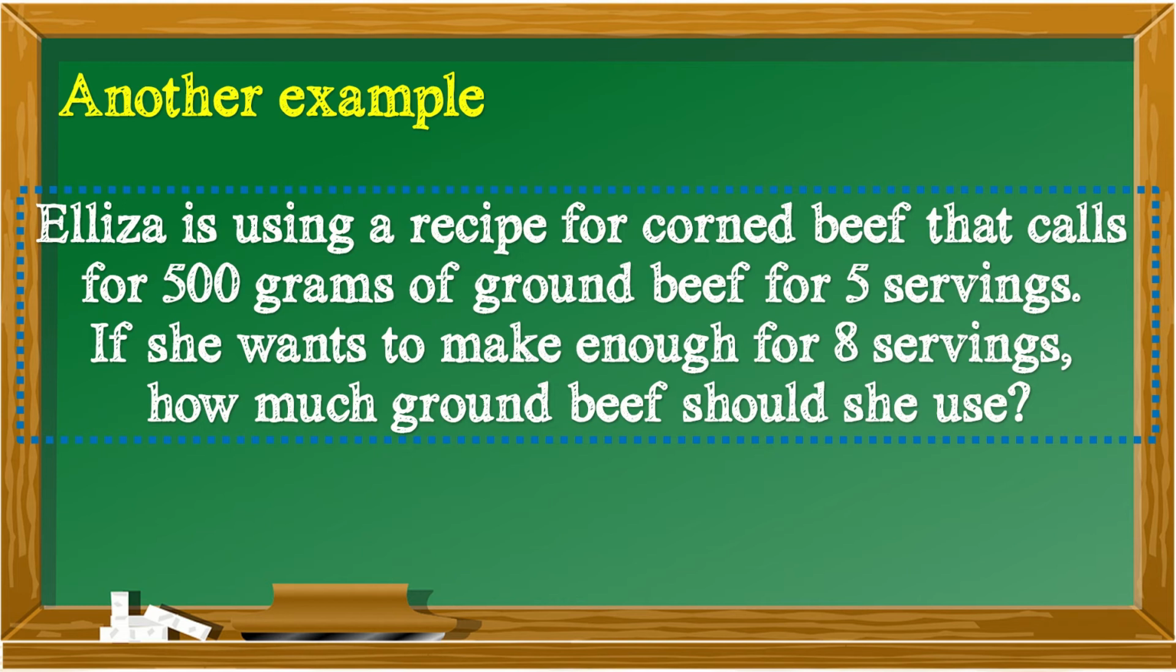Another example. Eliza is using a recipe for corned beef that calls for 500 grams of ground beef for 5 servings. If she wants to make enough for 8 servings, how much ground beef should she use? So in this problem, the number of servings increases. Therefore, the grams of ground beef should also increase.